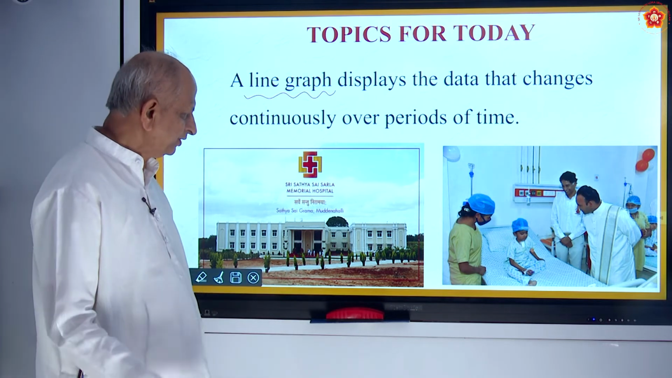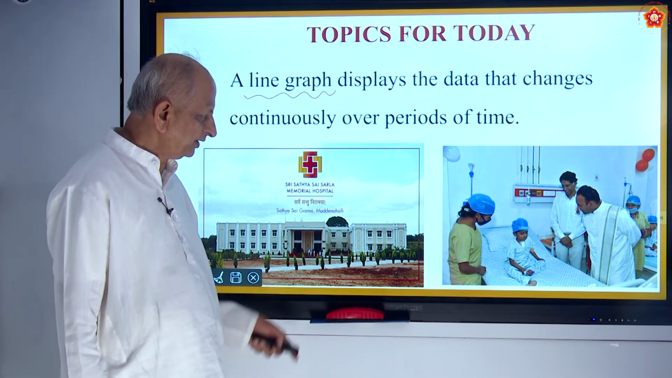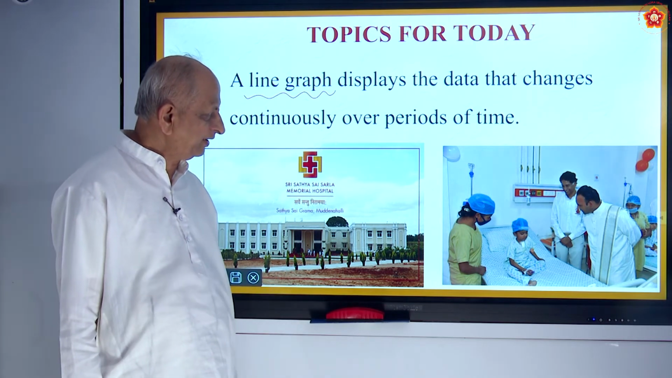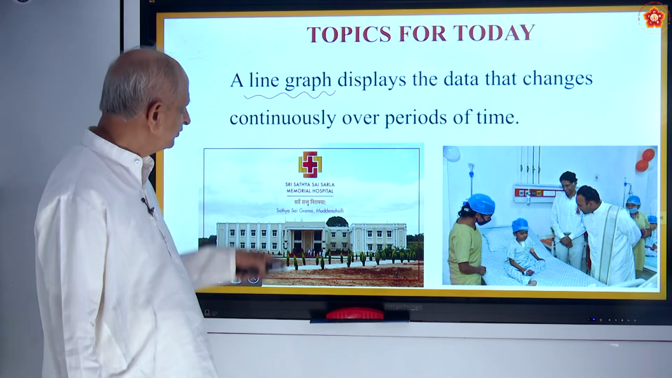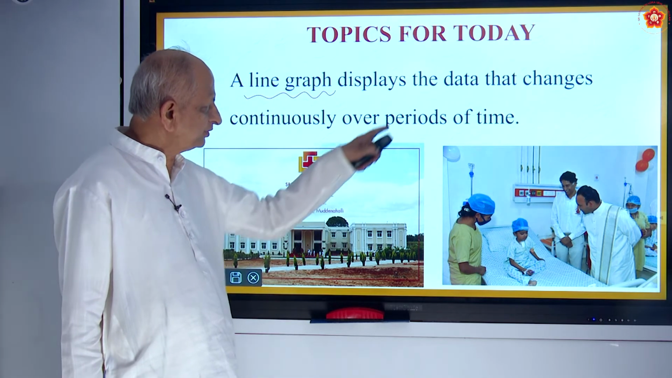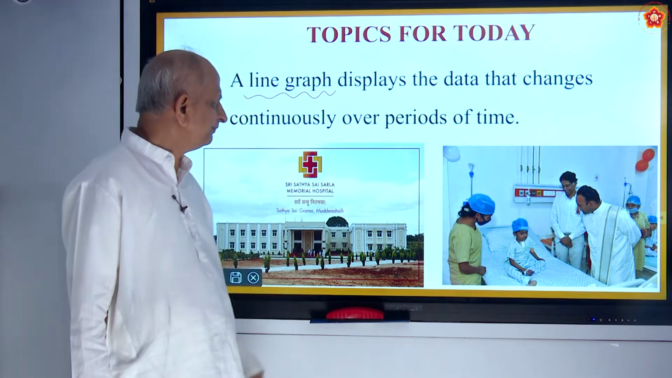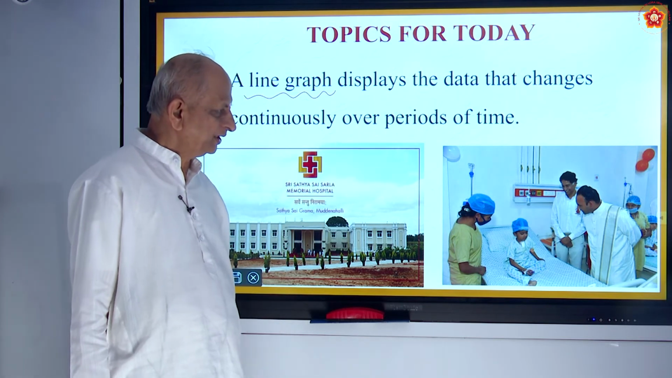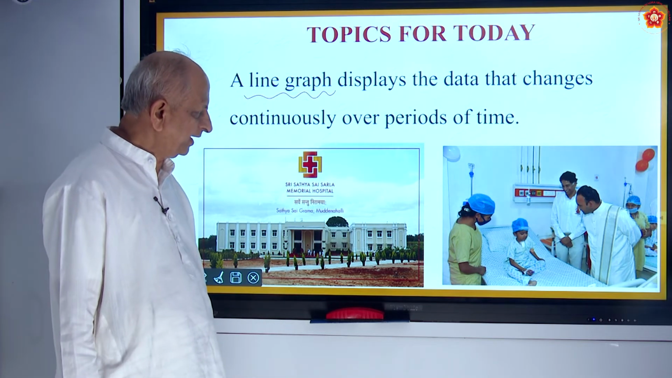So now we are coming to the point. Here is one example where the graph is made use of. I meant to say the line graph. It refers to data changing with time. Now let us take one example for that.